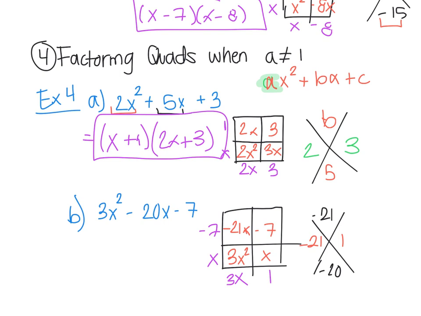So now we have the factored form of this would be x minus 7 times 3x plus 1.